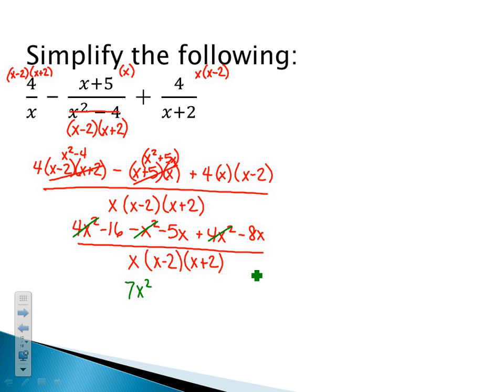Then we have these two that both have regular x's, negative 5 and negative 8, make negative 13x. And we had just the one constant, so negative 16 over our denominator, and we're done. Okay?